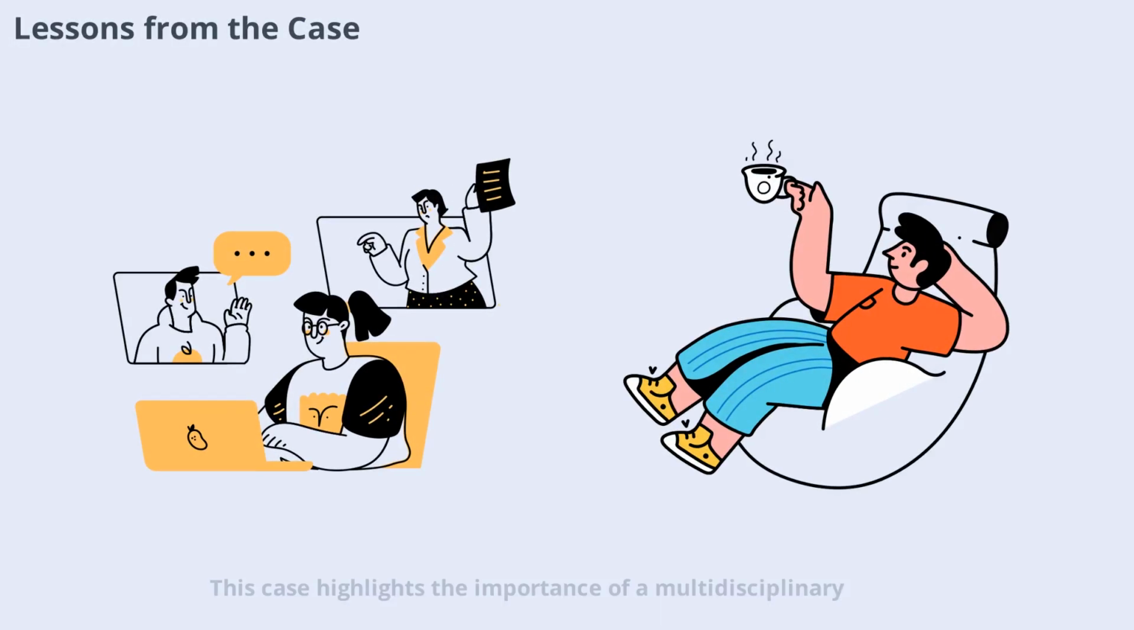This case highlights the importance of a multidisciplinary approach in diagnosing and managing rare blood group subtypes. Collaboration between clinicians, laboratory scientists, and geneticists was key to unraveling the mystery and ensuring the patient's safety. Such teamwork is essential for tackling complex medical challenges.